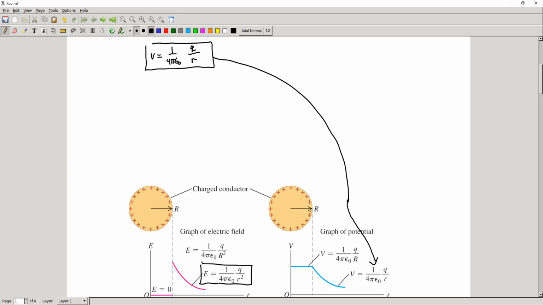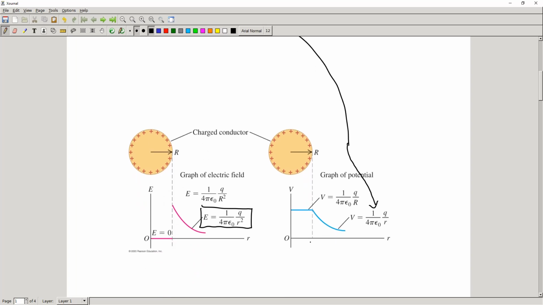So that's basically the solution. This plot here is really the solution to what our potential looks like everywhere around a conducting sphere with some charge Q on it. Okay, so no real calculation there. We're going to see some more calculation as we go on, but this one you can just reason through by knowing something about the electric field.